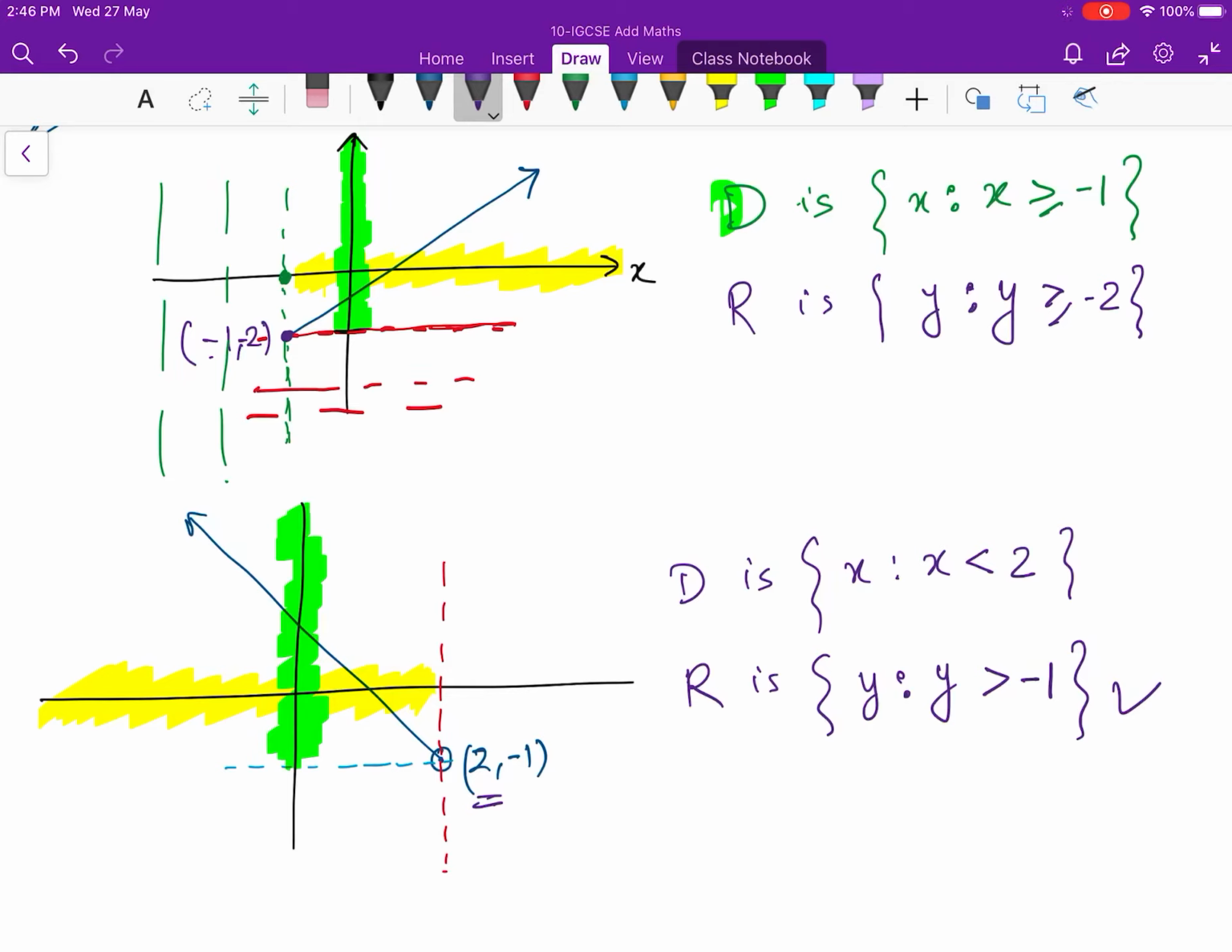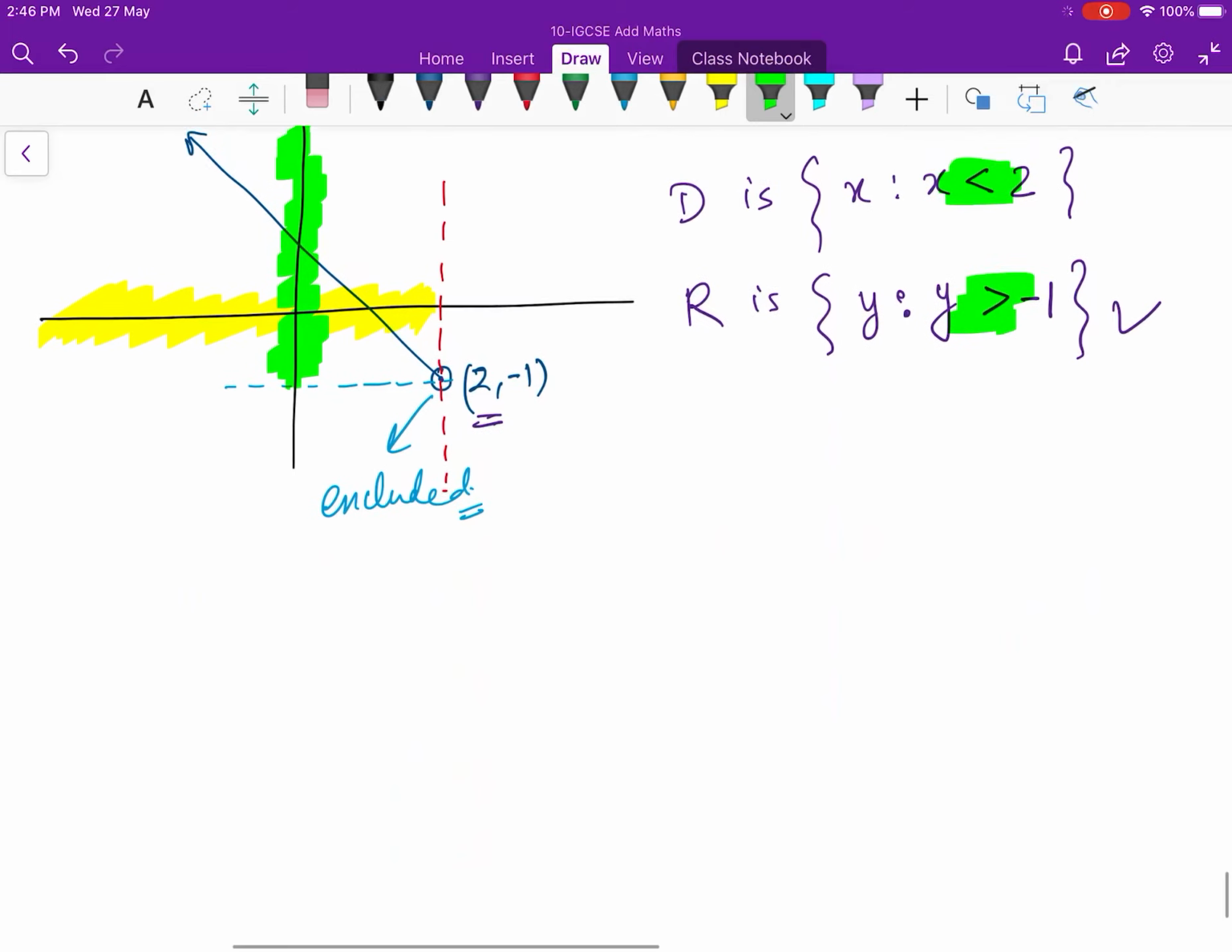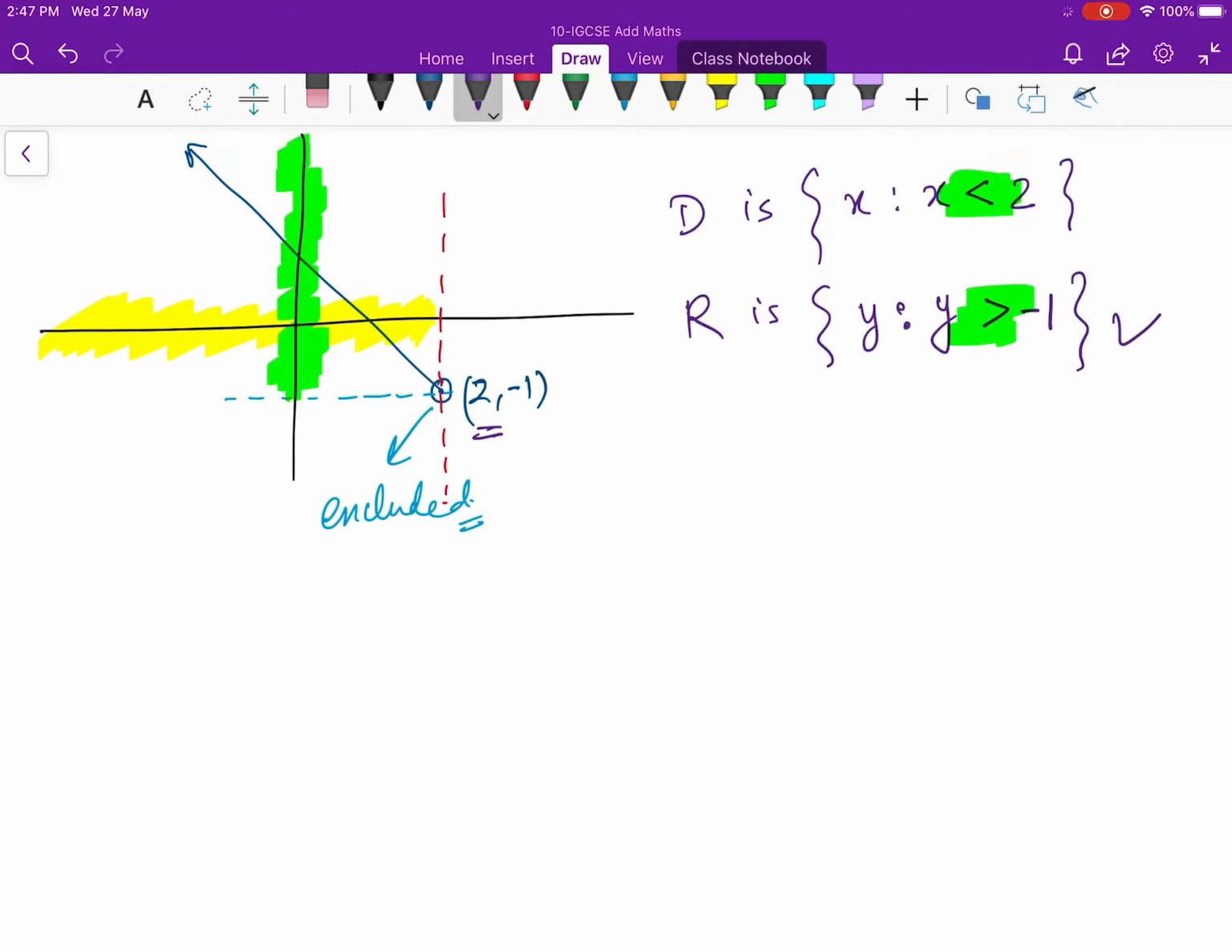So you need to check the end point of the graph also, whether that point is included or not. Here this point is included, here it is included, and in this graph this point is excluded. So the equality sign here depends on the type of point you have, whether the end point is included or excluded. Fine.